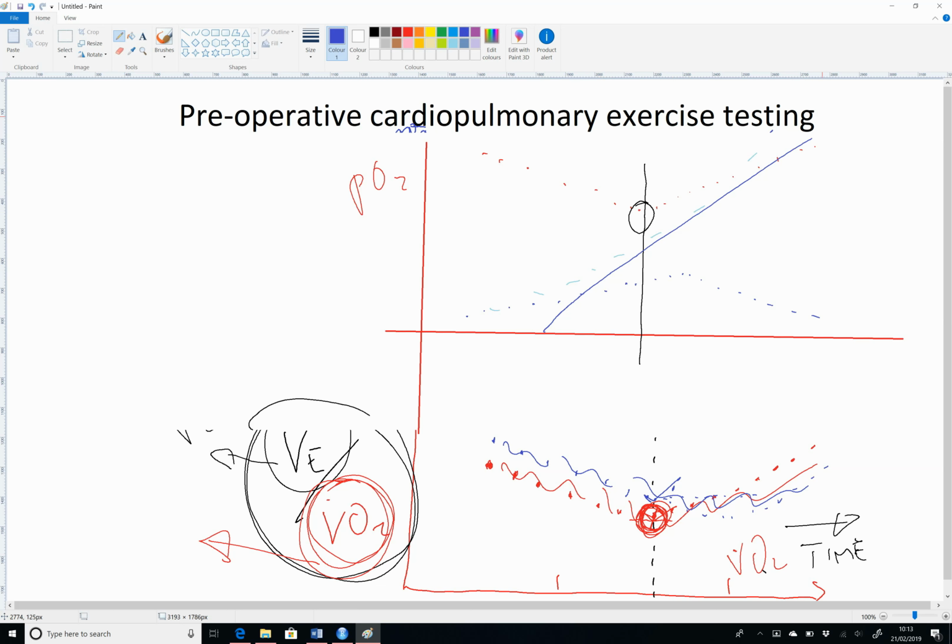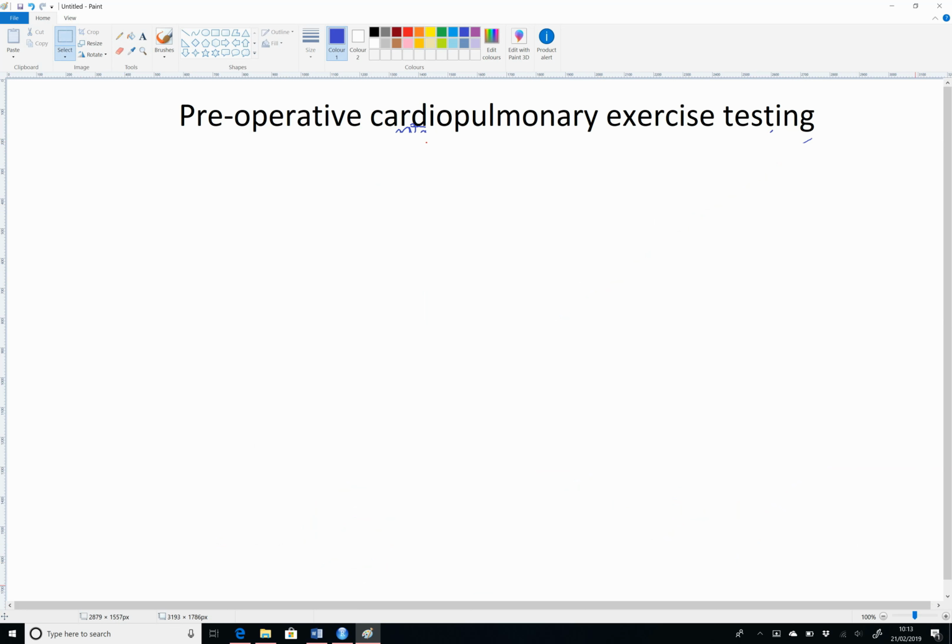So your default for identifying the anaerobic threshold is the modified V-slope method supported by ventilatory equivalents, and for both you should have the horizontal axis as oxygen consumption.